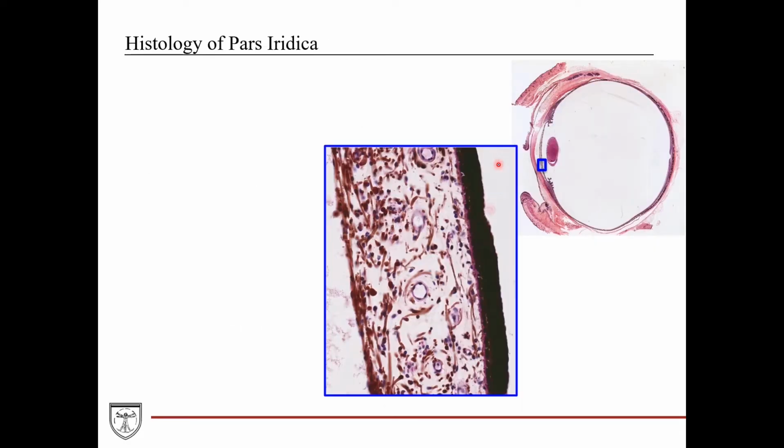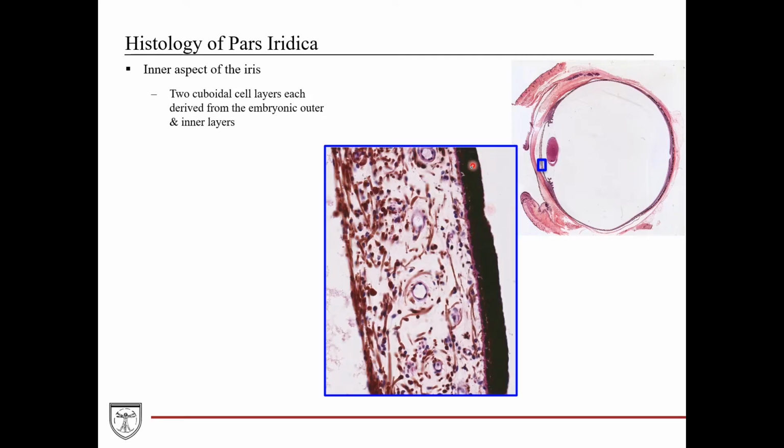Let's review the histology of pars iridica. Again, we've seen this before at the higher magnification of the iris. We saw the vascular tunic component of the iris, which forms the anterior component. But the inner component or interior aspect of the iris, we have this stratified cuboidal epithelium that is the extension of the neural tunic and forming the pars iridica.